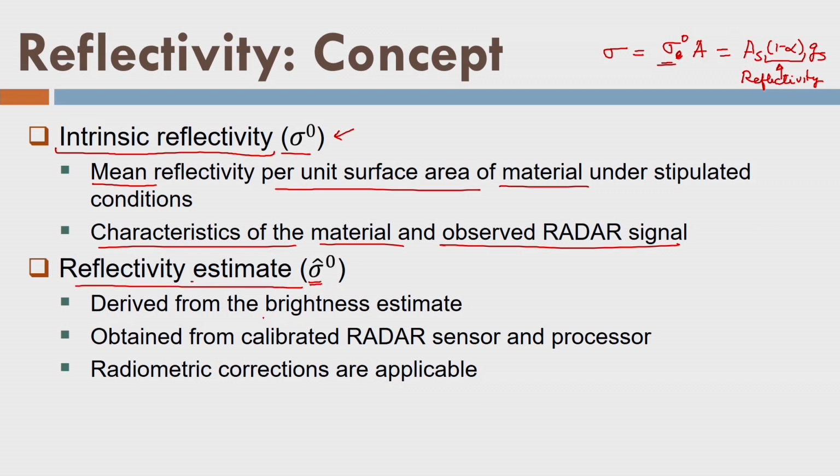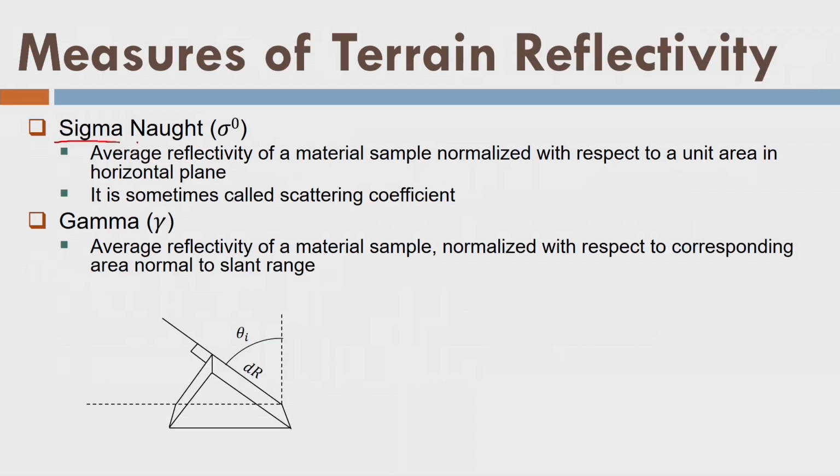So, it is derived from the brightness estimate from the calibrated radar sensor and processor. Remember, we are defining these definitions for the sensor. Now, how do I really measure it on the ground surface? What do we define there for the ground or terrain? So, we define the quantity sigma naught.